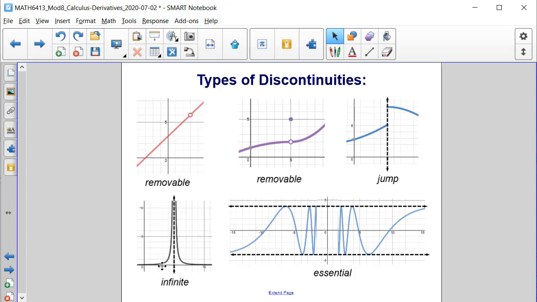When you have infinite discontinuities, when you have that vertical asymptote and the function increases towards positive infinity or decreases towards negative infinity at those asymptotes, that's an example of an infinite discontinuity. And the last type of discontinuity is what's known as essential. It happens with certain trigonometric functions as they keep going up and down, up and down, up and down, the closer and closer you get to 0. So that's an essential discontinuity, and those are not differentiable.